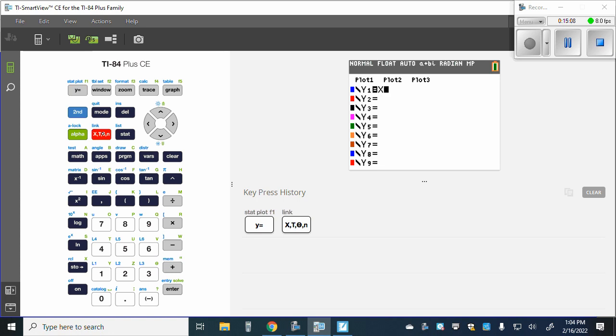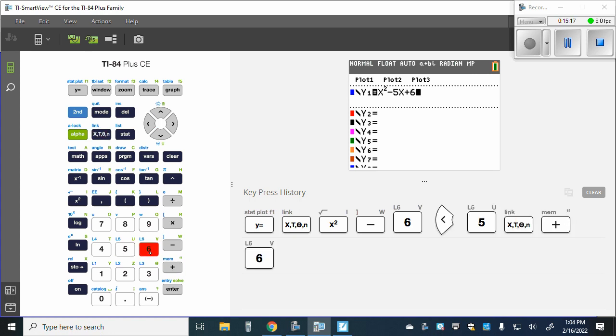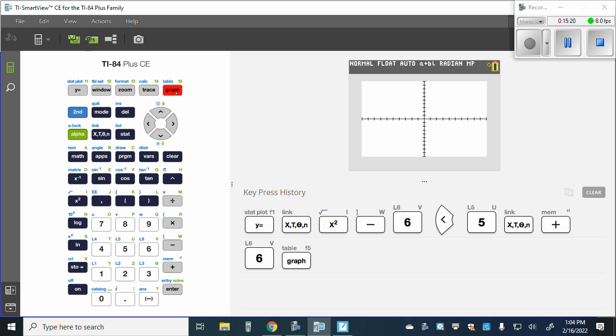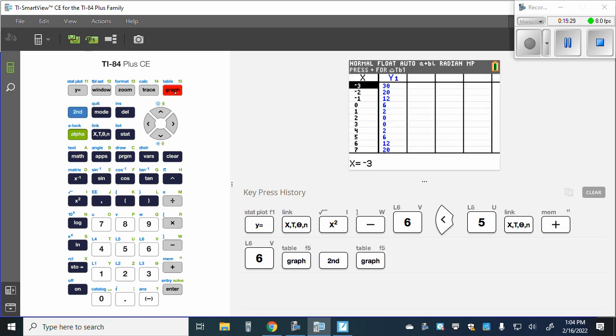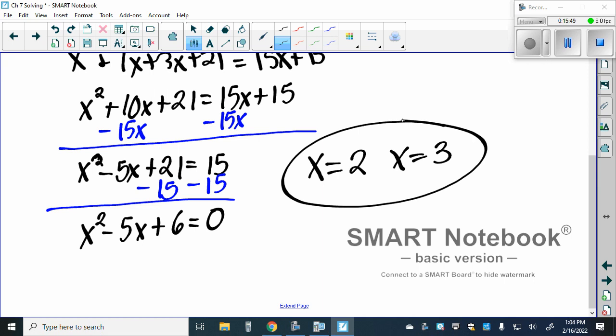So here we can actually say x squared minus 5x plus 6 and hit graph. Okay, it intersects the x-axis at 2 points. We can look at the table, and again, we're trying to find out what value of x will make the y value be 0, and it does give us 2. Gives us one at 2 and one at 3. So what that tells us is that the solution for this here is that x is equal to 2 and x is equal to 3. That's it.